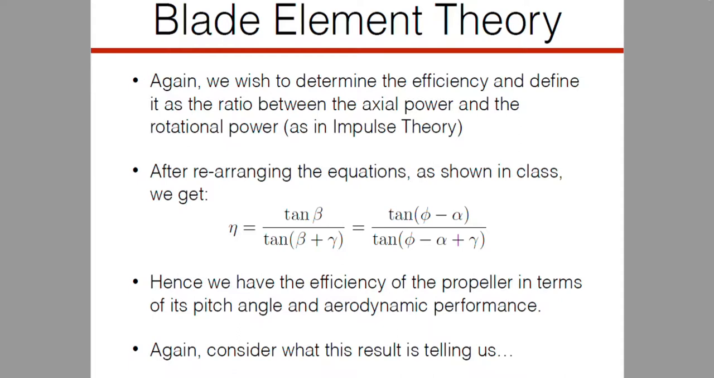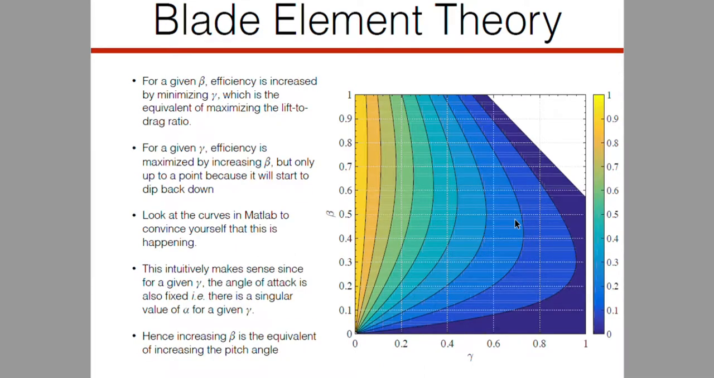From the formula you see right here, having a high lift to drag ratio increases the efficiency. It could also be seen from this graph over here. So for a given beta, efficiency is increased by minimizing gamma, which is maximizing the lift to drag ratio. Now you could see that as gamma increases, the efficiency drops. Therefore, when doing our analysis, look for the points of highest lift to drag ratio.